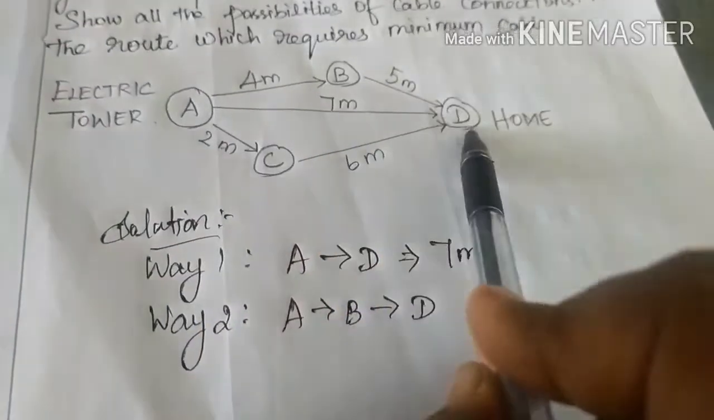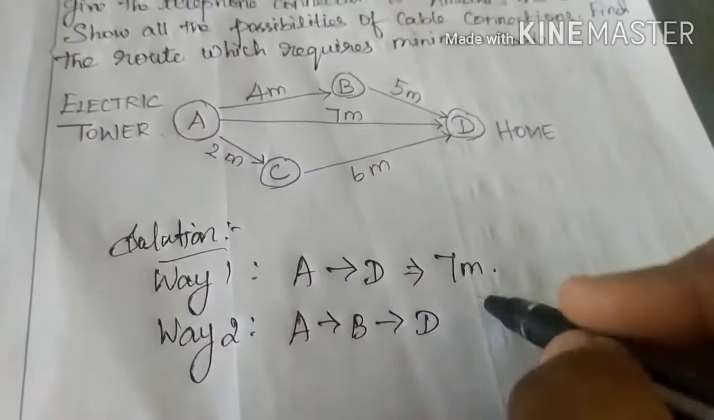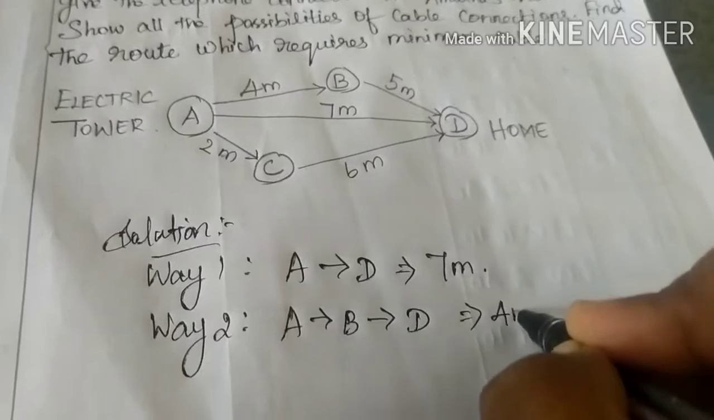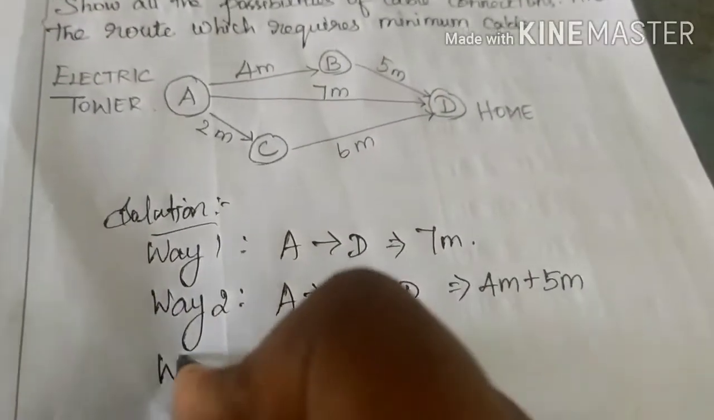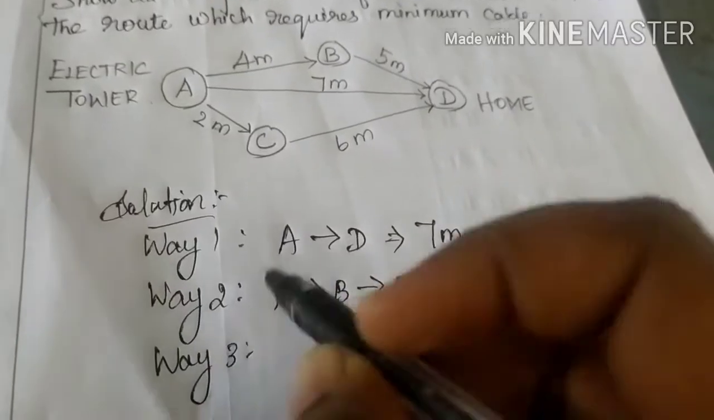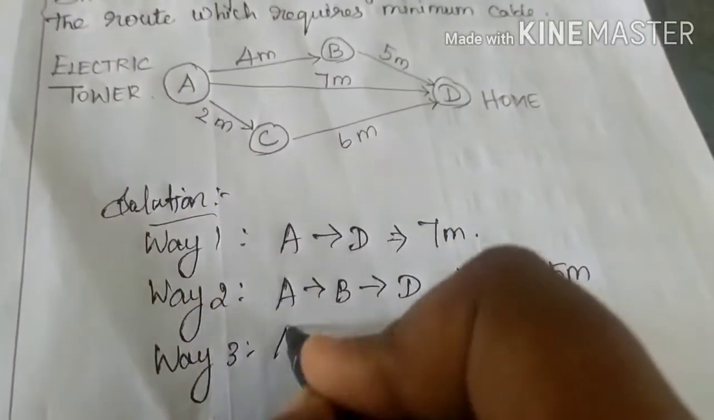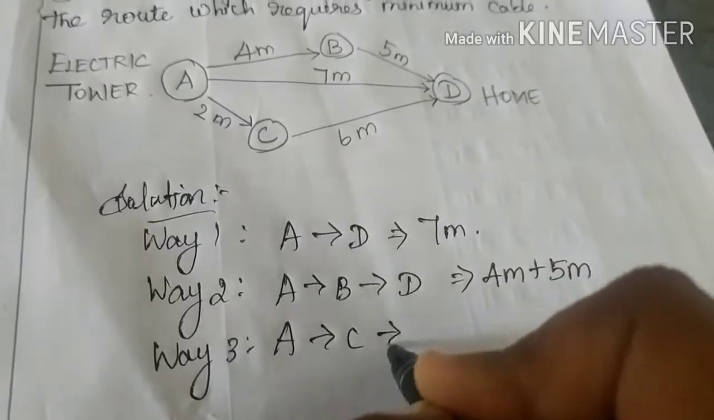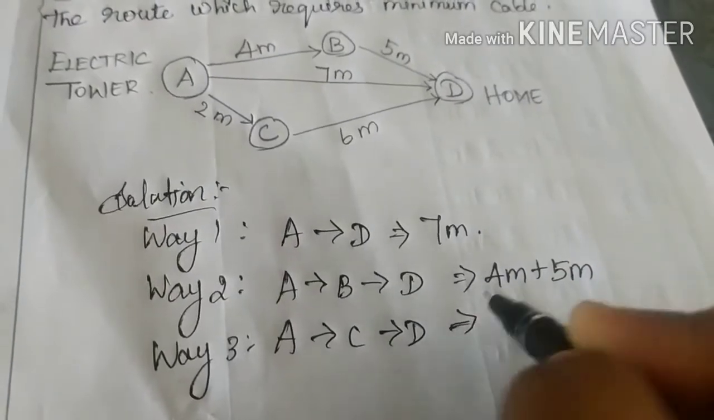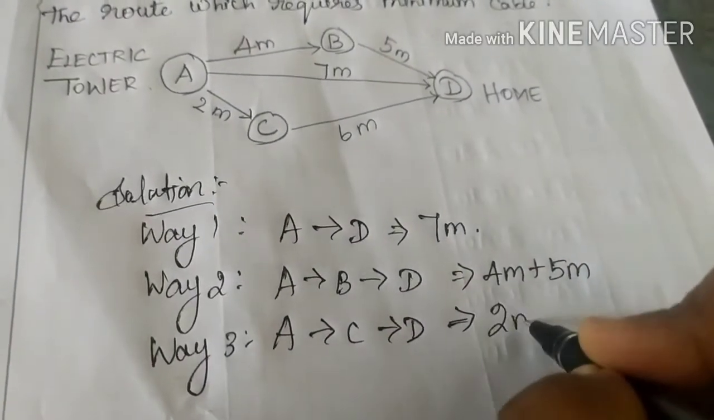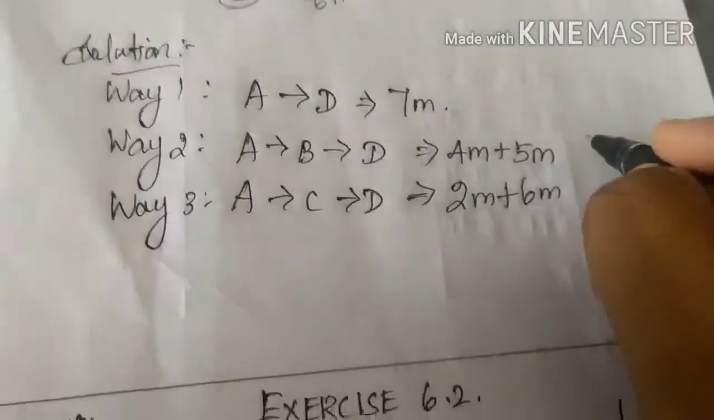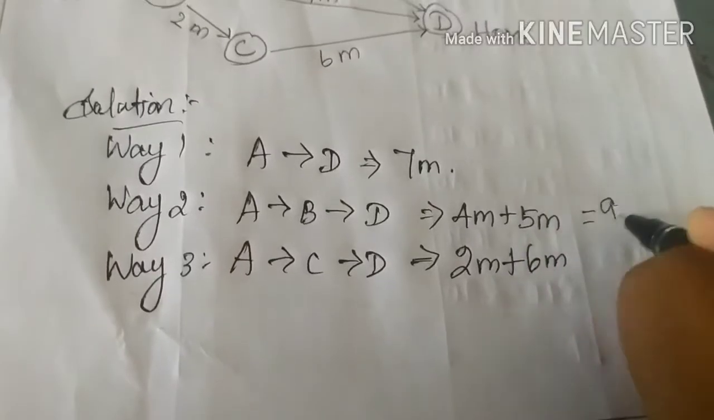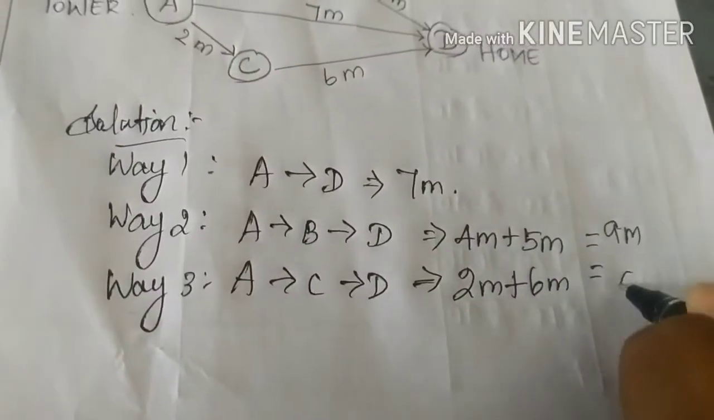A B D, that is A to B is 4 meter, here 5 meter. Okay? Then way 3 is A C D. So A to C is 2 meter, C to D is 6 meter. Okay, calculate this. 9 meter, here 8 meter.